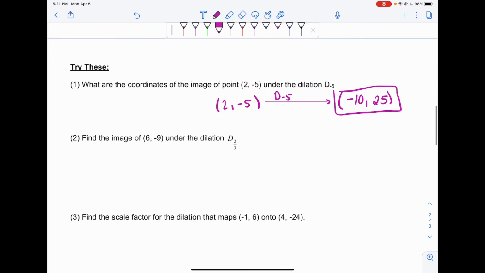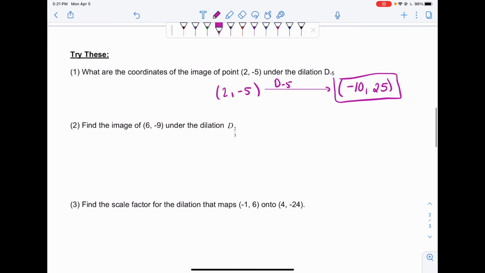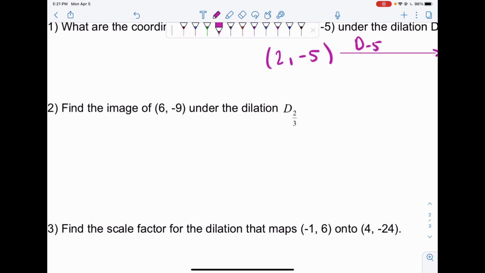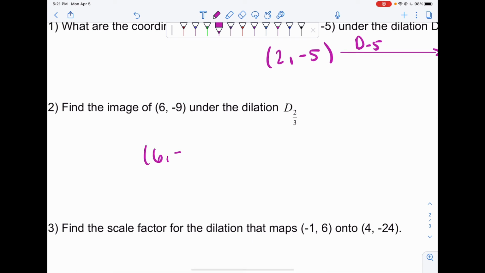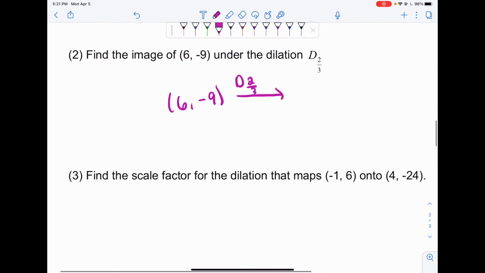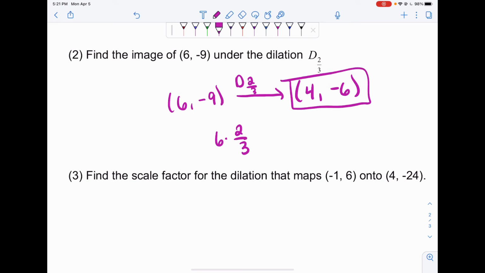Number 2, find the image of 6, -9 under the dilation 2/3. So what I'm going to do is I'm going to rewrite my 6, -9. And I'm going to just do 6 times 2/3. I would just type this into my calculator, or I can do it in my head. Here's how you would do it in your head. If I want to do 6 times 2/3, I do 6 times 2, which is 12, and 12 divided by 3, which is 4. So this becomes a 4. And now I do negative 9 times 2, which is negative 18, and negative 18 divided by 3 is negative 6. So I get 4, negative 6 as my final answer.